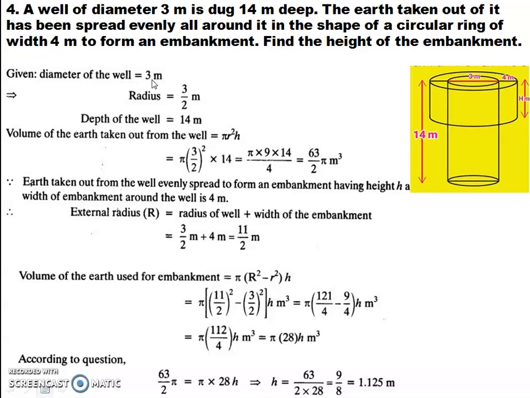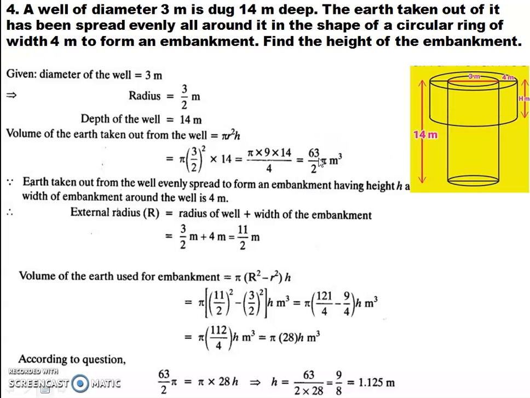Diameter of the well is equal to 3 meter. So, radius 3 by 2. Depth of the well means height of the cylinder, 14 meter. Volume of the earth taken out from the well will be equal to volume of the cylinder. That is pi r squared h. You know the volume of the cylinder is calculated as pi r squared h. So, substituting the values, you will get 63 by 2 pi meter cube.